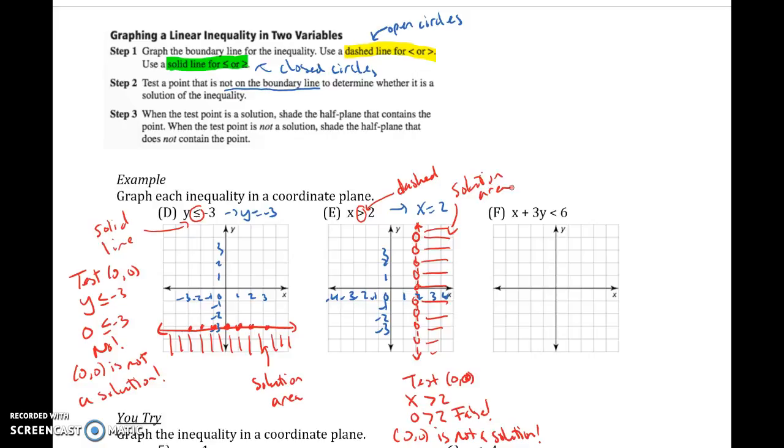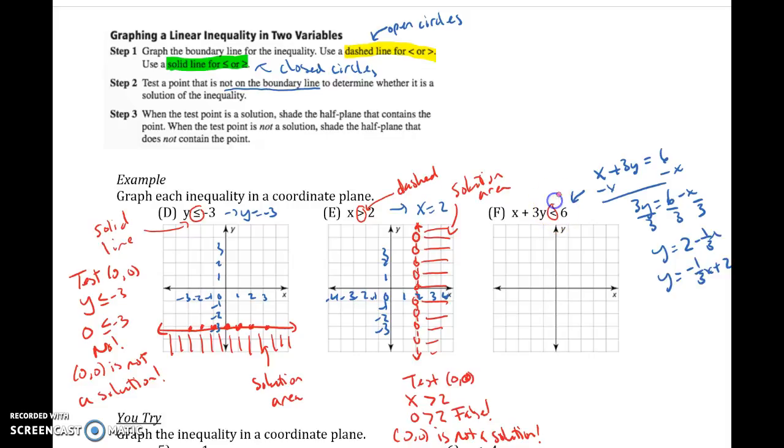Okay? Finally, F, what if we move on from just horizontal and vertical lines? Same thing here. I like to consider this first as an equation, and then get my y equals mx plus b. So 3y equals 6 minus x, divided by 3. y equals 2 minus 1/3 x. It's the same thing as y equals -1/3 x plus 2. Then I'm going to go back and look at the original problem and say, what kind of line should this be? Well, this needs to be a dashed line.